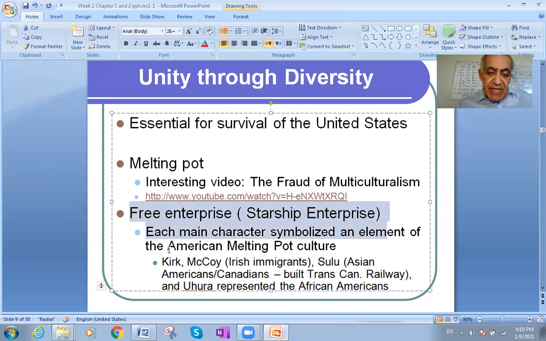We have free enterprise. We have main characters emphasizing elements of the American melting pot cultures. Okay, melting pots, because America is multi-diversified cultures. There are many cultures. It's like Canada, exactly the same thing, because cultures from all the world come here to Canada and to the United States as well. So the diversification of cultures all together in one place makes this unique new culture, which depends on multiculturalism.